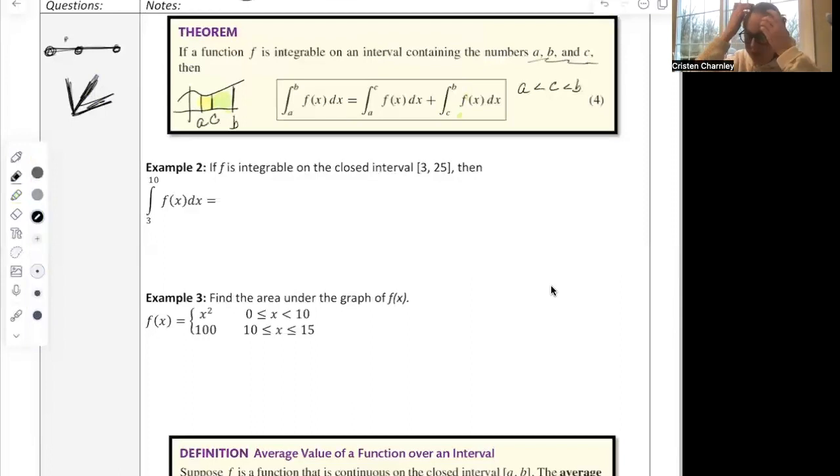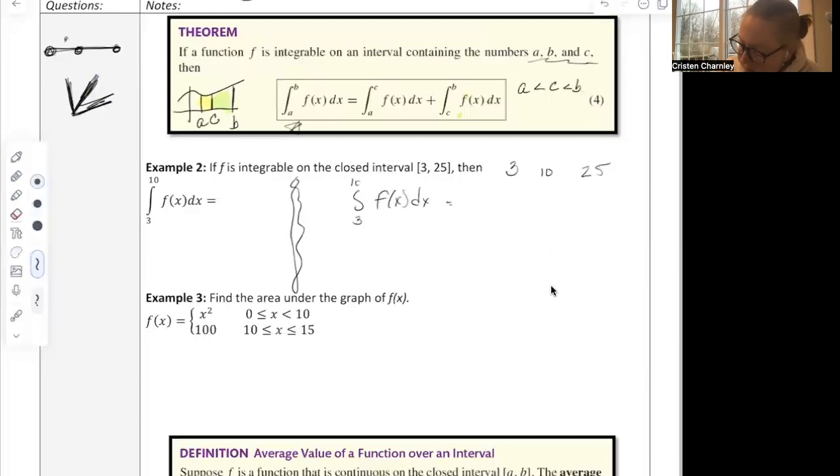So for example 2, if f is integrable on the closed interval from 3 to 25. Now this one's very vague. They didn't give us a whole lot of information. We're dealing with the numbers 3, 10, and 25. So instead of solving this directly, I'm going to set up my own statement up here. I'm going to say the integral from 3 to 25 of f of x dx, the whole distance.